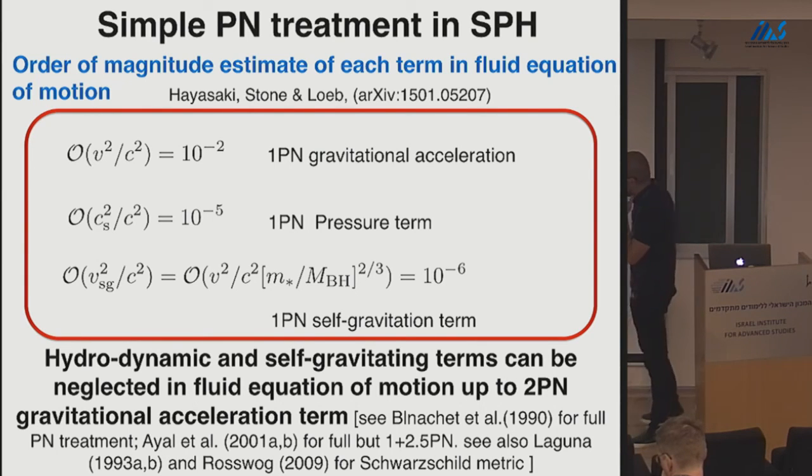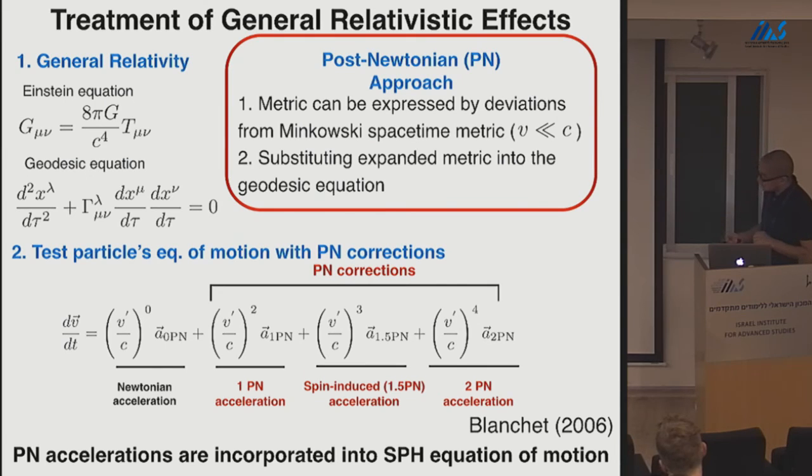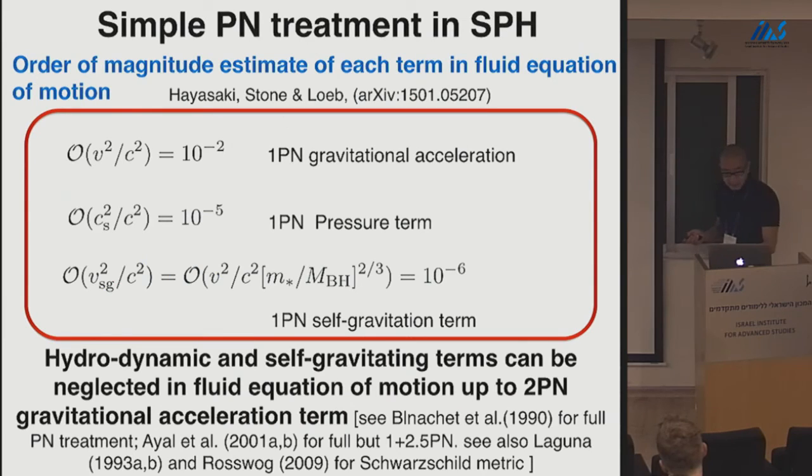So we can justify incorporating the Newtonian acceleration into the SPH equation of motion. We can justify that including only the gravitational acceleration into the SPH code is enough to express the general relativistic effect in a tidal disruption event.